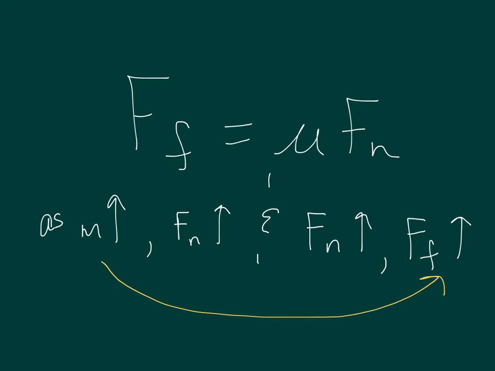But mu is not changing. Mu is not changing. All right? It's only changing the normal force, which in turn changes the friction force. All right, so good. Friction is a function of two things, the normal force and mu. The normal force and mu.